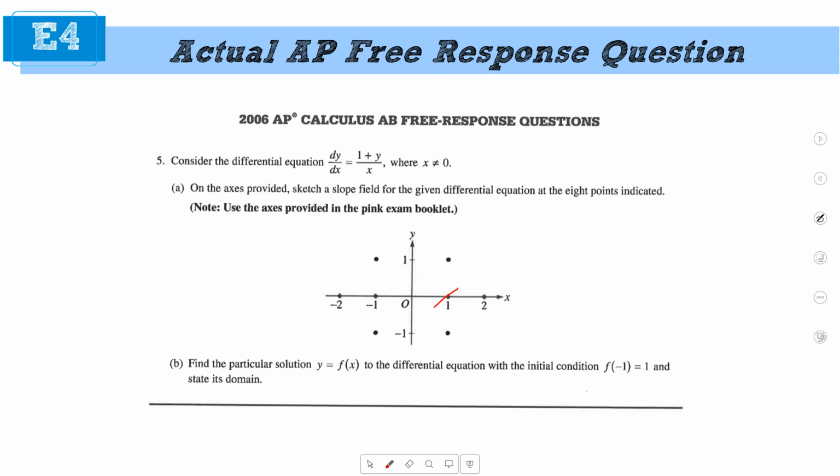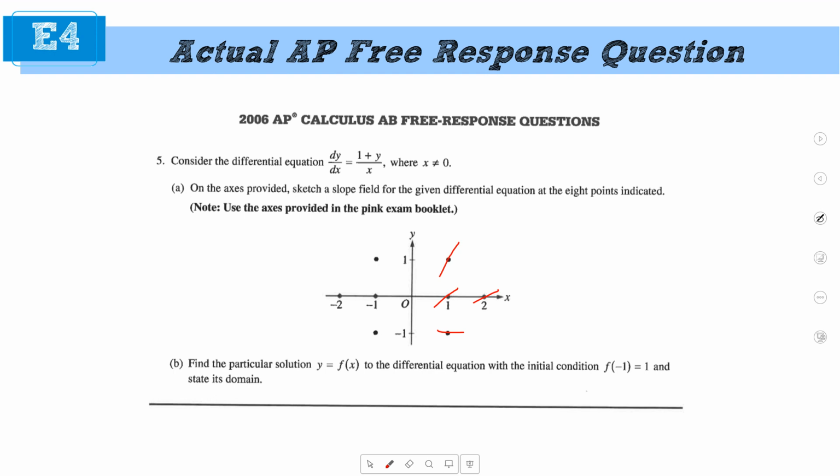What if x is at 2? Oh, sorry. What if the point's at 2, 0? 1/2. What about 1, 1? 2. What about 1, negative 1? 0. Good. Halfway done. Let's go to the other side.